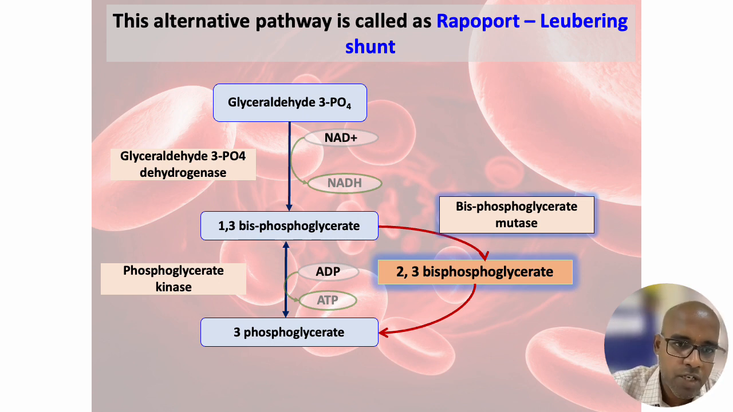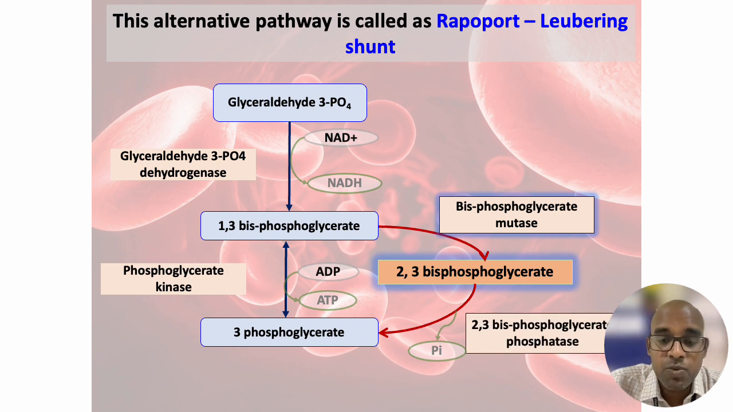So what is the importance of this compound called 2,3-bisphosphoglycerate? This 2,3-bisphosphoglycerate is a compound which can reduce the affinity of hemoglobin towards oxygen. That is, this 2,3-BPG goes and binds to hemoglobin. Upon binding to hemoglobin, hemoglobin will lose its affinity towards oxygen, thereby oxygen unloads itself from the hemoglobin.